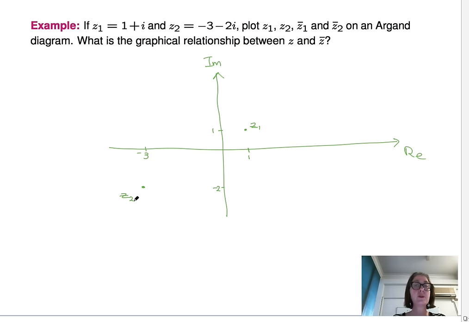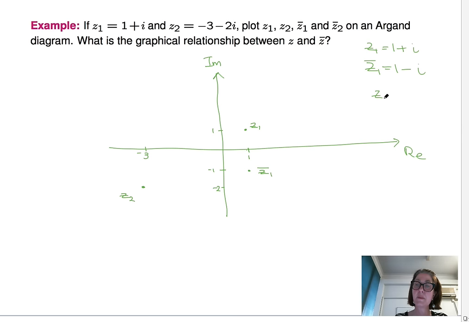What happens to my points Z1 and Z2 when I take the complex conjugate? Well, let's think about it. Z1 is 1 plus i, so Z1 bar is 1 minus i. So the real part stays the same, the imaginary part changes sign. So my Z1 bar, the real part stays the same, but the imaginary part changes sign. So I go down here to minus 1. So here's my point Z1 bar.